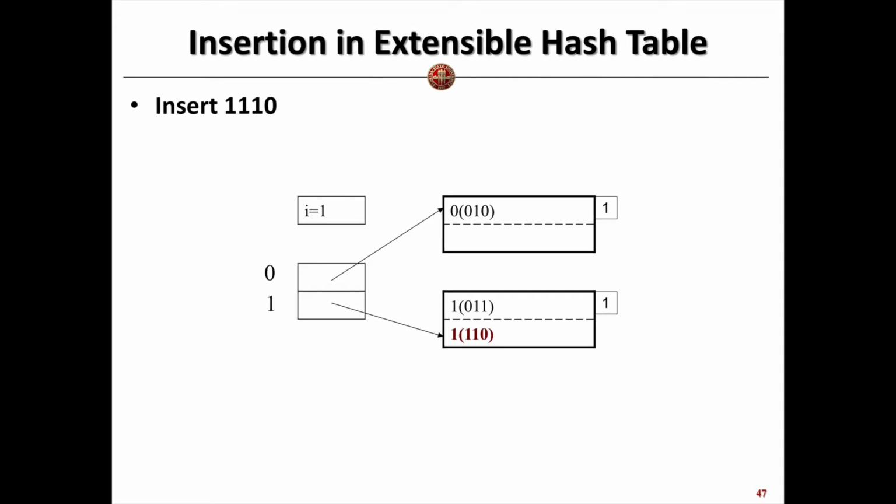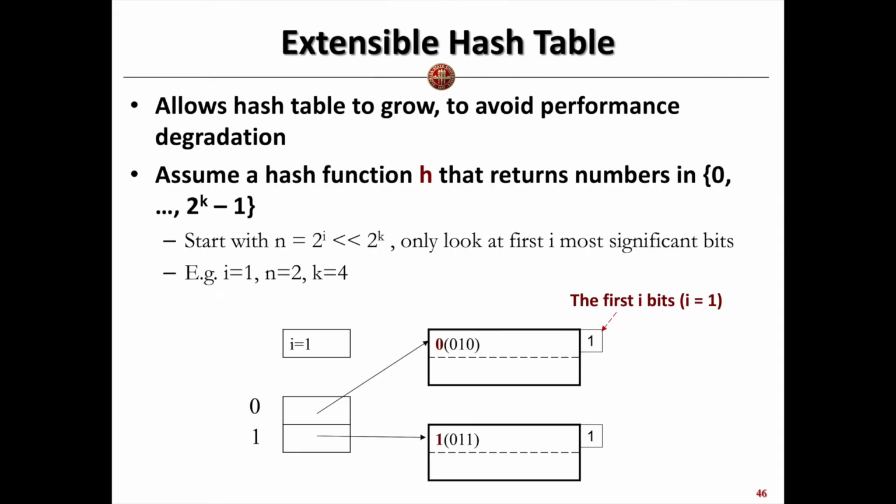Okay, based on the extensible hash table we introduced before, we plan to do the insertion into the hash table. So given the input extensible hash table as shown here, we plan to insert one more key and a pointer pair. The new key we plan to insert is 1110. We know right now the hash function is only defined based on the first i digits, right?